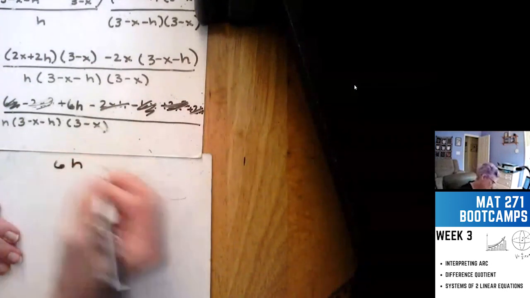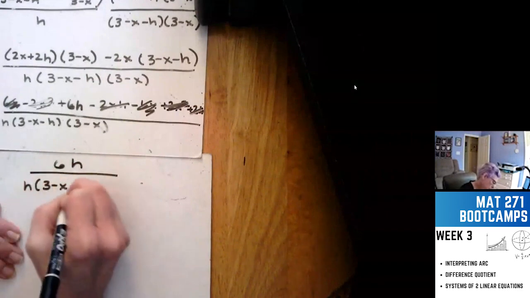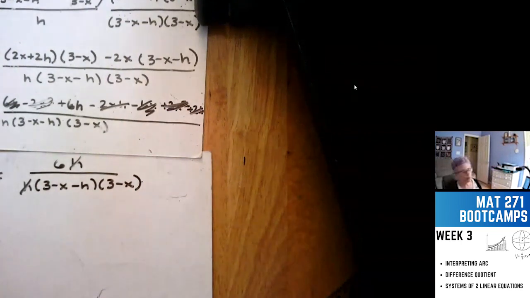So let's see, I'm left with 6h, h times 3 minus x minus h times 3 minus x. Cancel, cancel. So it's not hard, it's just really easy to make a mistake. I just proved that to you. So just be very careful with your algebra in these. Be careful when you're doing your multiplying, be careful when you're distributing those numbers through the parentheses.